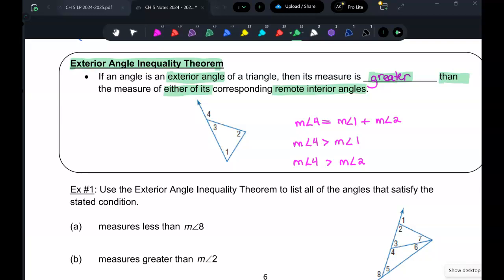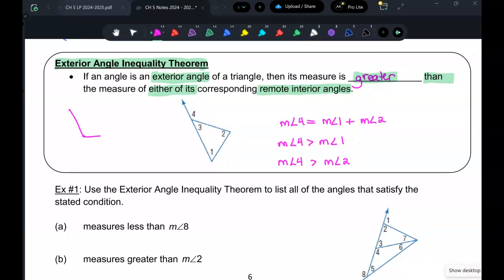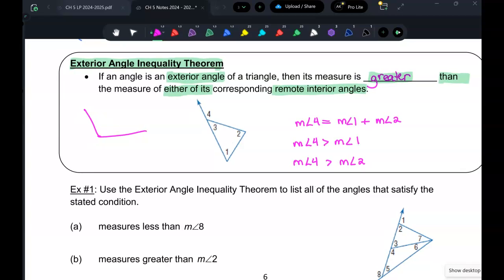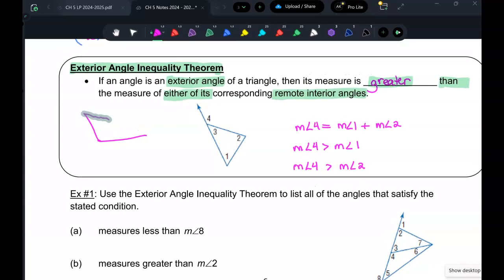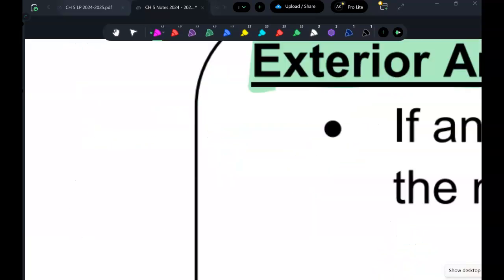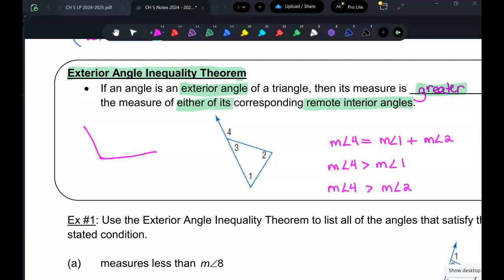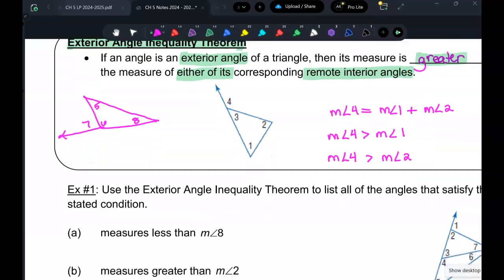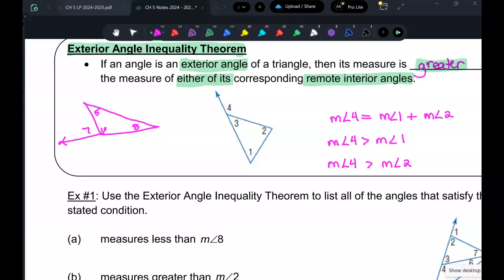Okay, so it just tells me, for example, I can give you a completely different picture, right? So how would 3 be? What would you do? We can't make any assumptions with angle 3. So if I draw a different triangle, let's say this is my triangle, and I label this as 5, 6, 7, and 8. Okay? So same idea. The only thing I can't determine is angle 6. Okay?